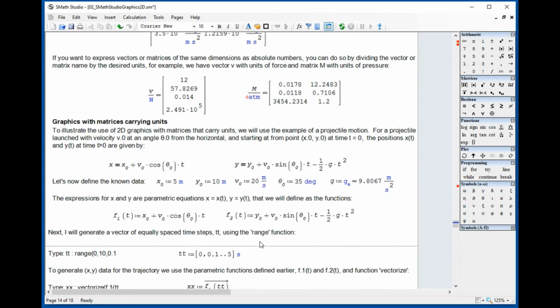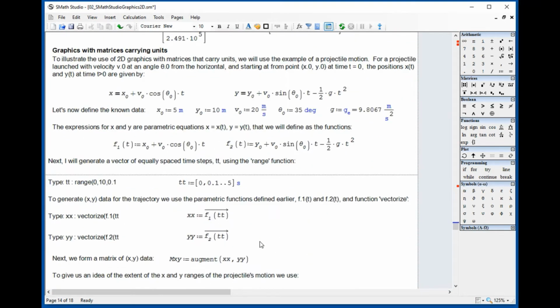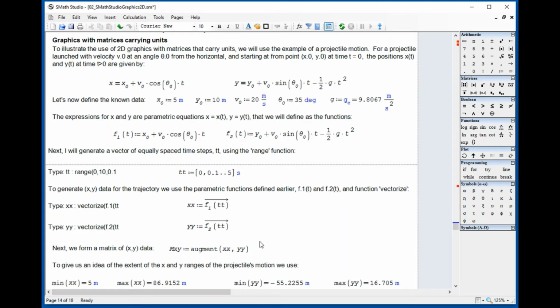Now we're going to be talking about graphics with matrices or functions actually that carry units. The example I'm going to talk about here is the case of projectile motion, where the separate movements of all the x and y vectors or positions are given by these two equations, the well-known equations of projectile motion. The first example, we're going to use units of the international system.